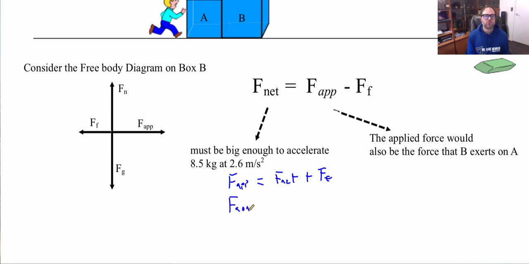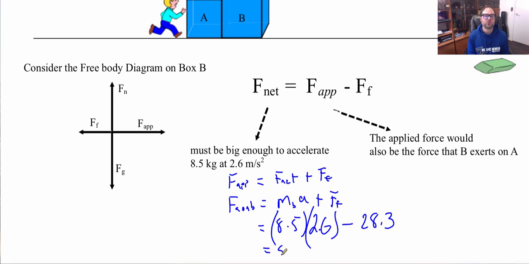So now that means force of A on B is equal to the mass of B multiplied by acceleration plus my force of friction. We end up getting 8.5 multiplied by 2.6 plus 28.3, which gives me 15 newtons left, is the force applied of A on B.